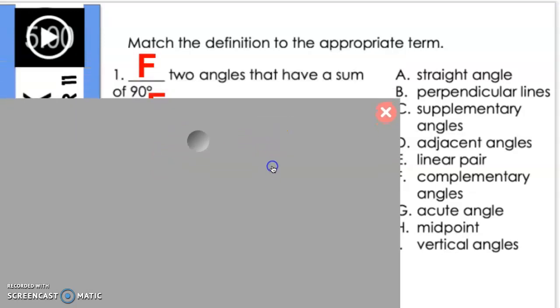Number 1, two angles that have a sum of 90 degrees. The correct answer is F, complementary angles. Remember, two angles that have a sum of 90 degrees are called complementary angles.